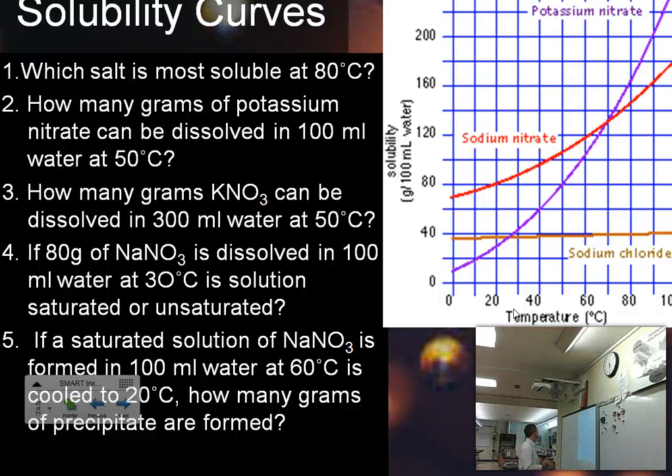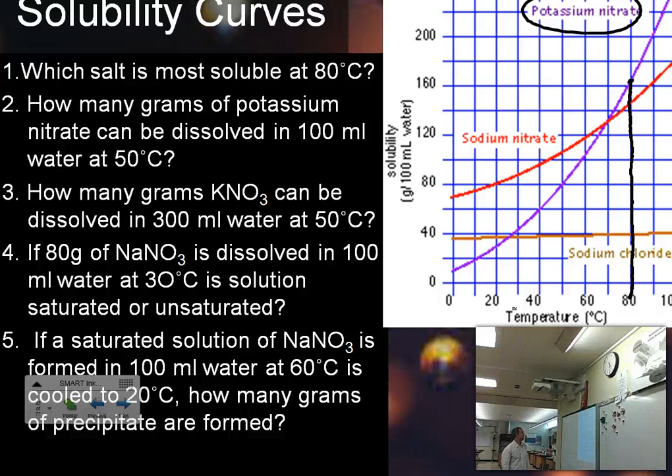Question number 1 says, which salt is most soluble at 80 degrees? So to answer that, what I do is I take my pen, or in my mind, I go to 80 degrees, and then I go up, and I look at what would be the most dissolving happening, okay? And in this case, the answer would be potassium nitrate, okay? Because it's the highest line.